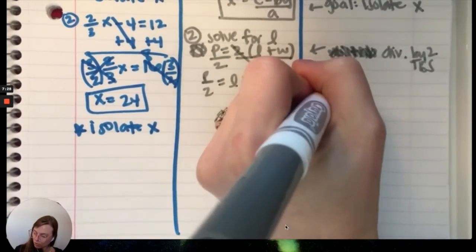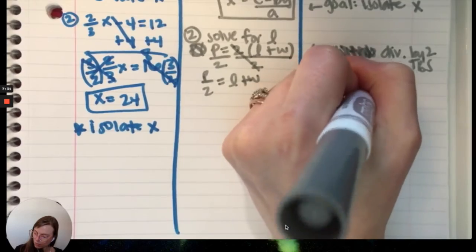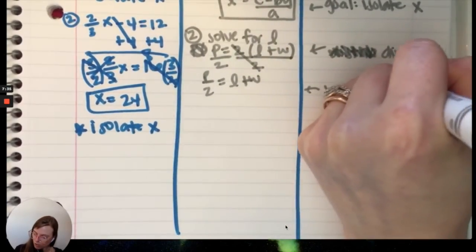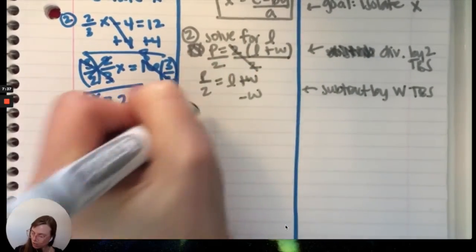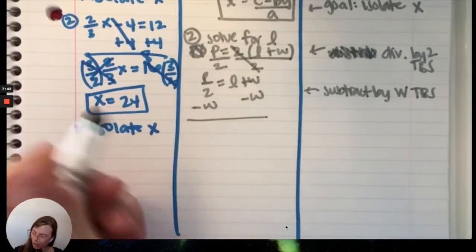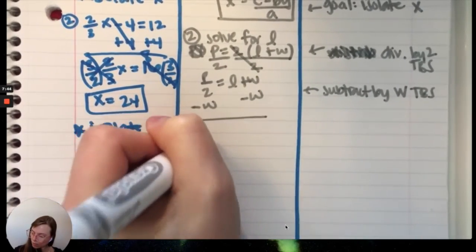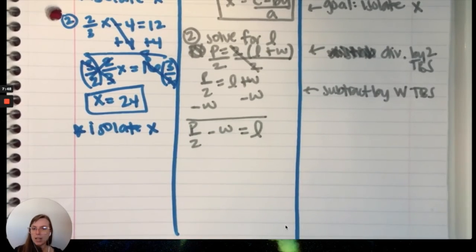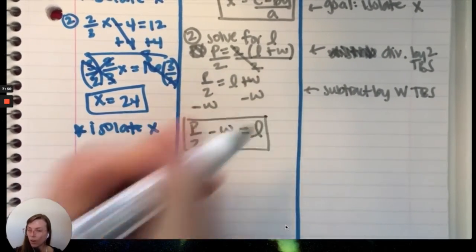I'm going to subtract by w to both sides. Now notice I lined it up, but they're actually not like terms. So I have to keep them separate. Okay? Now, this is one way of writing it.